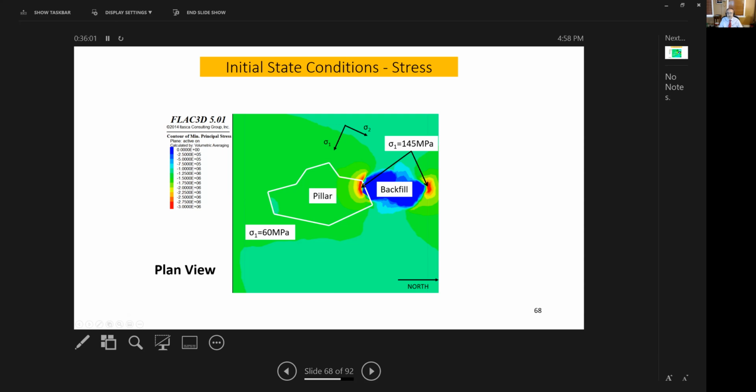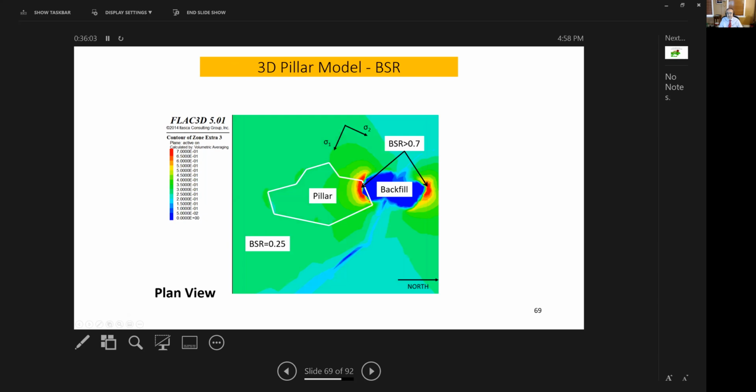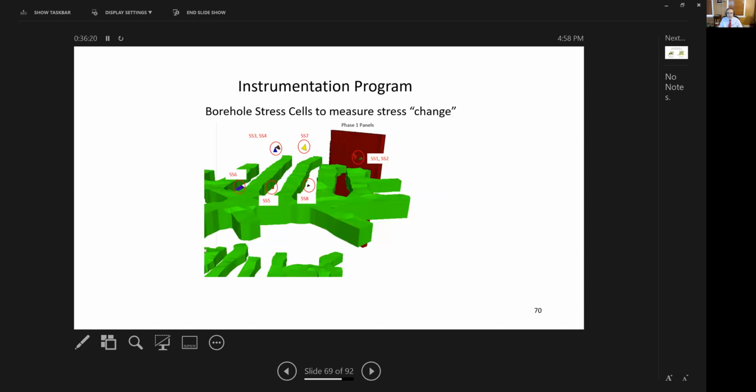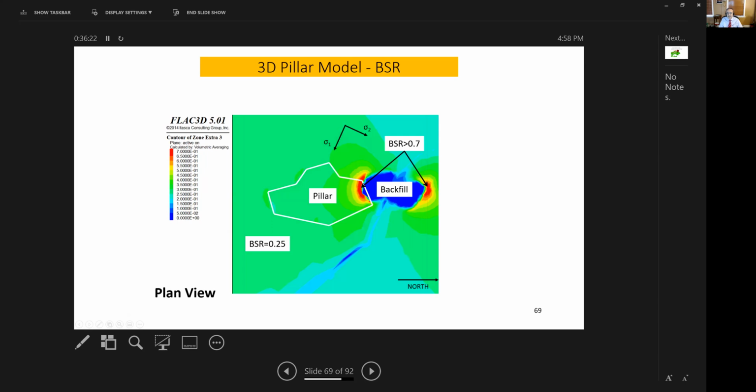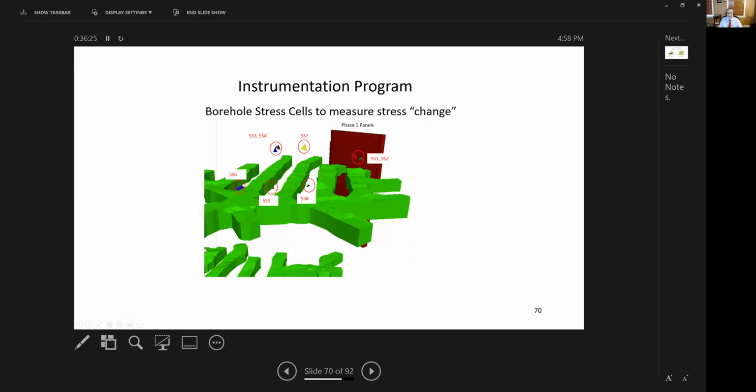And when we used the BSR ratio, it gave us values greater than 0.7, which could explain why the pillar was perhaps seismically active, because the BSR was high, already above 0.7. So any distress program of that scale needs to be assessed and monitored. And the way this distress blasting program was monitored is through borehole stress cells.